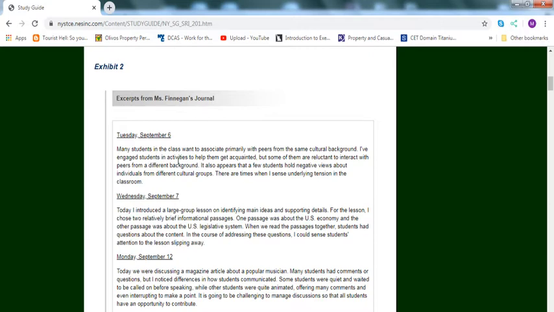She'll write down that many students in class want to associate primarily with peers from the same cultural background. I've engaged students in activities to help them get acquainted, but some of them are reluctant to interact with peers from a different background. It also appears that a few students hold negative views about individuals from different cultural groups. There are times when I sense underlying tension in the classroom.